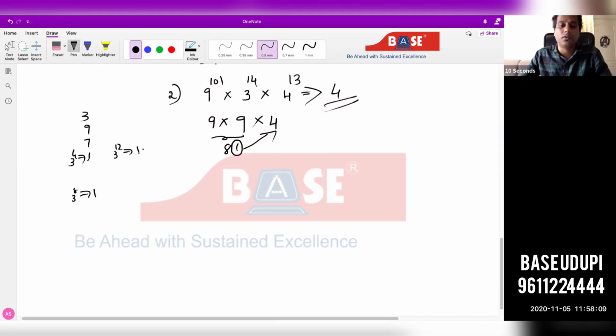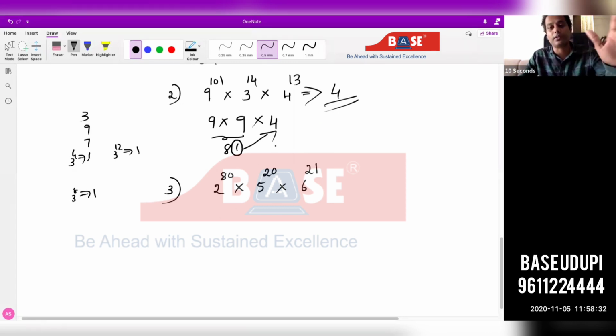Let me take one more. Say 2 power 80 multiplied with 5 power 20 multiplied with 6 power 21. What does 2 power 80 end with? No need to look at the series and get the answer. In an aptitude test, if we have to find the last digit of 2 power 80, you need to check in the options what the answer ends with.